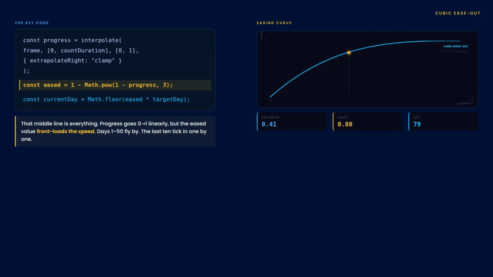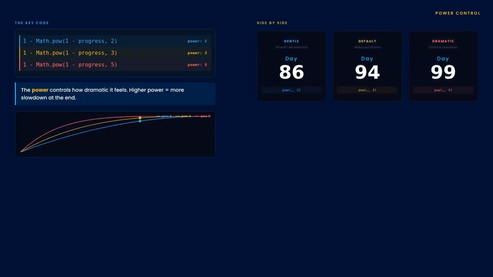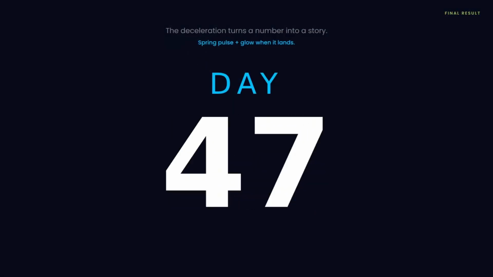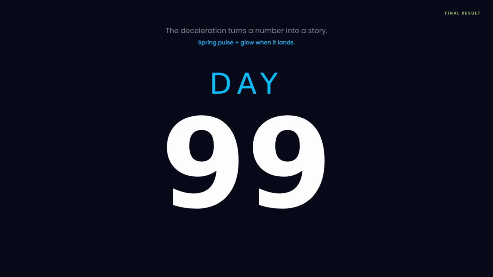The early numbers fly by. Days 1 through 50 feel instant. The last 10 days slow down and tick in one by one. That deceleration turns a number into a story. You can control how dramatic it feels by adjusting the curve. Increase the power for more slowdown. Lower it for a gentler effect. When it lands, we add a spring pulse and glow, the same visual language we've used across the toolkit.